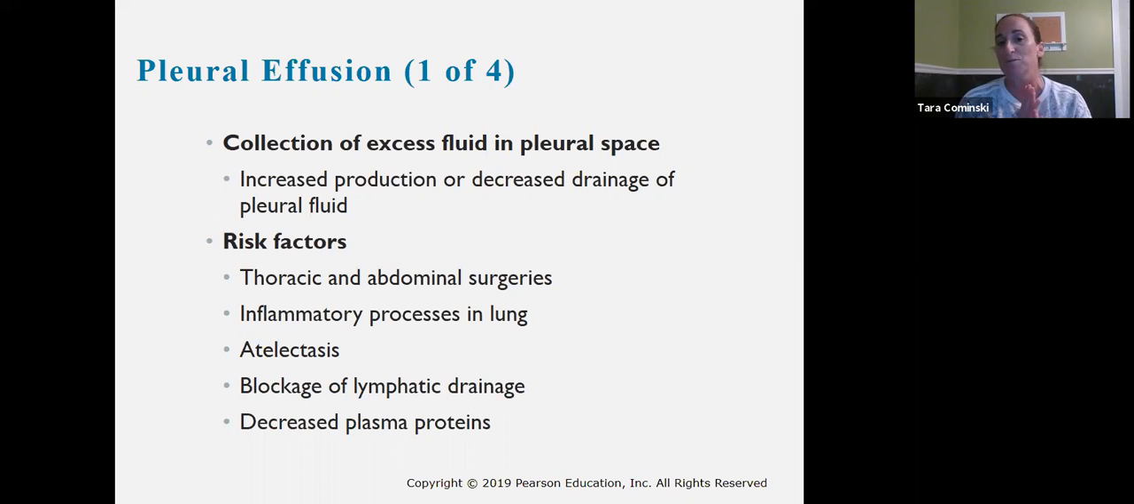Also, it says here, decreased plasma proteins. Remember we talked about this? I don't even know what chapter, but we talked about fluid moving out of the blood vessels, right? And that if the levels of plasma proteins are off, sometimes because of malnutrition or something like that, it can cause fluid to leak out of the blood vessels and end up in the interstitial space. Okay, so here it can end up in that pleural space.